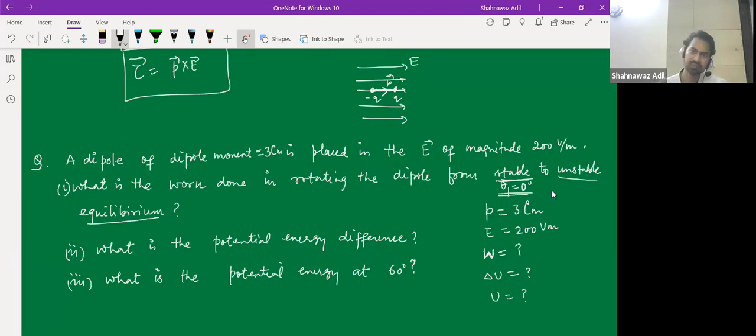What is unstable? 180 degrees. If the dipole is put like this, this is minus Q and this is Q, so P is in this direction and E is in the opposite direction. So we have 180 degrees, theta 2 is 180. Now we know the work would be simply minus P E.